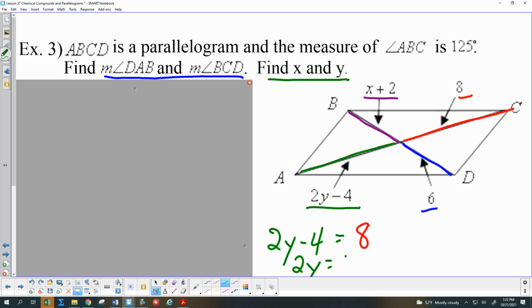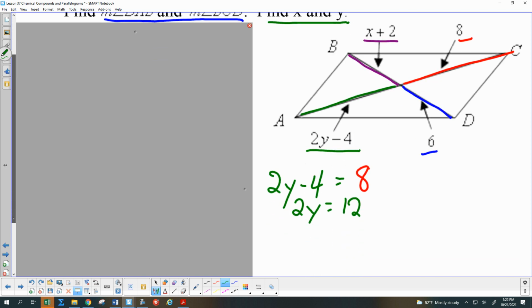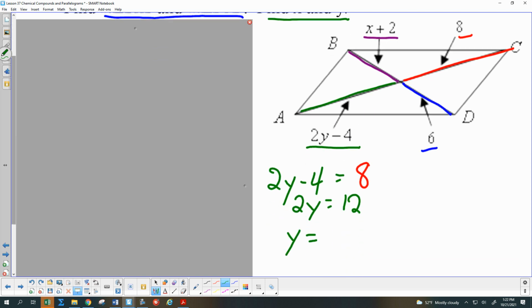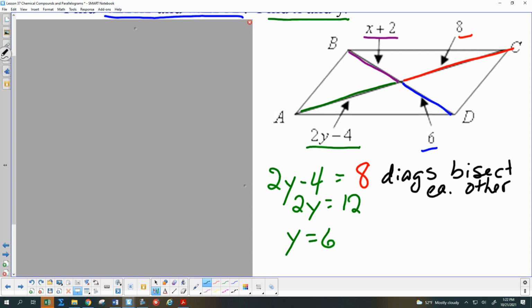So that means 2y is 12. So everybody shout out what that means y is. 6. And my reason needs to be, up there when I first wrote the first equation that I solved, diagonals bisect each other. Okay, so I've gotten y. Is there anything else that I know from this picture that will let me get what x is, perhaps? Jack, do you see anything in the picture that I can write down for x?